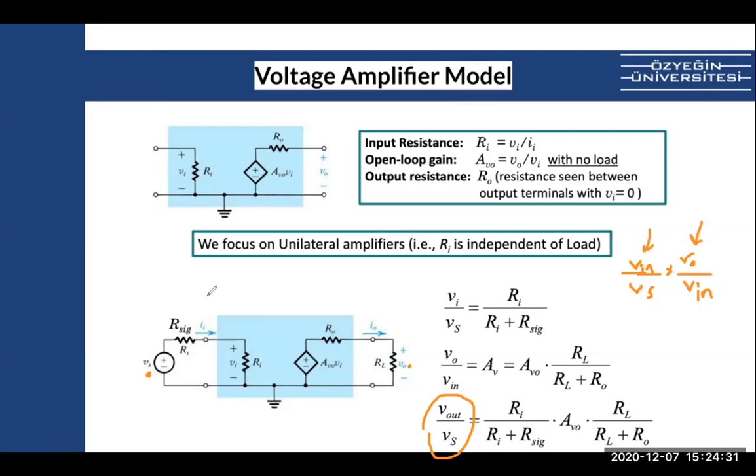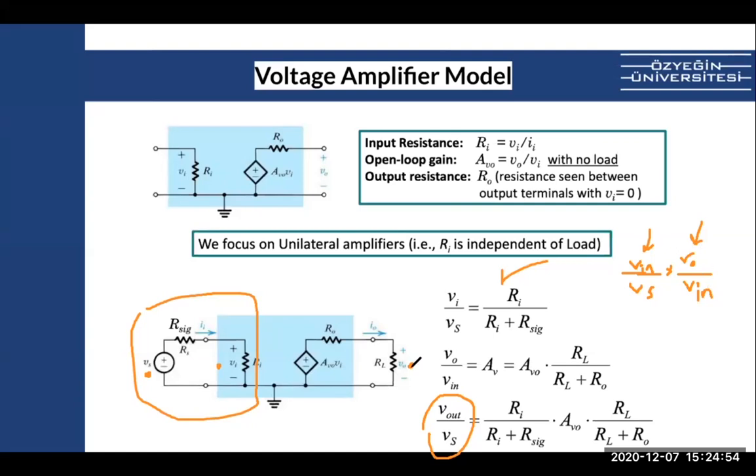V in over Vs, this voltage divided by this voltage. Well, it's just a simple resistive divider, right? So Rin divided by Rin plus R signal gives you V in divided by Vs. So this is check. How about V out over V in?